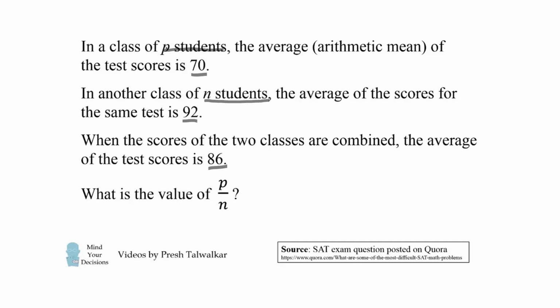What I have to do is find out the value of P and N, or I would say the ratio between P and N. What is the ratio of the number of students in class 1 to class 2? Okay, so let's go to the next one, and here I'll explain what we can do. So first, let's say in class 1, we have P students and the average score was 70.